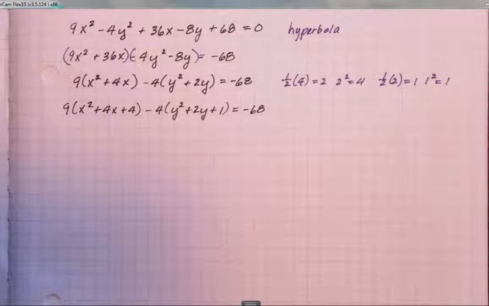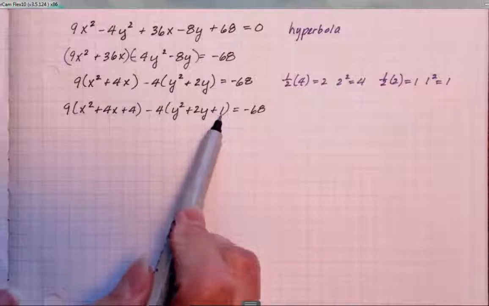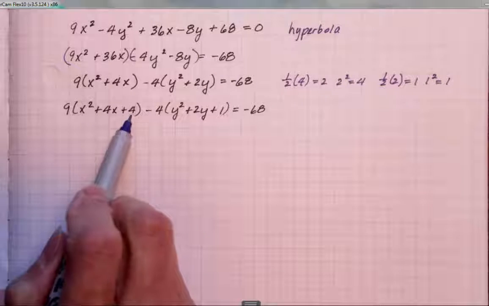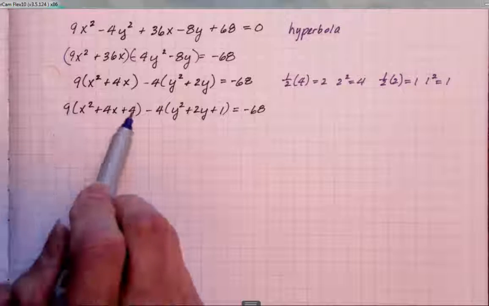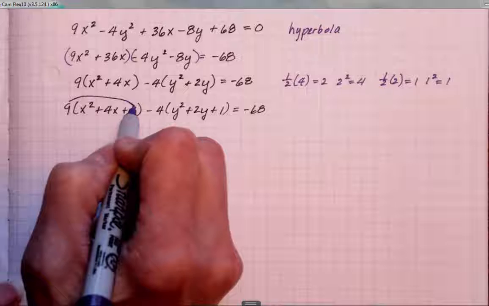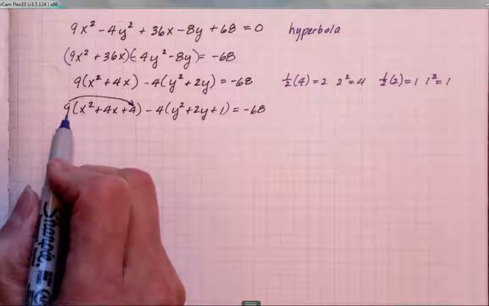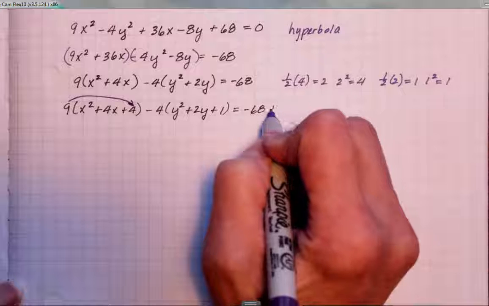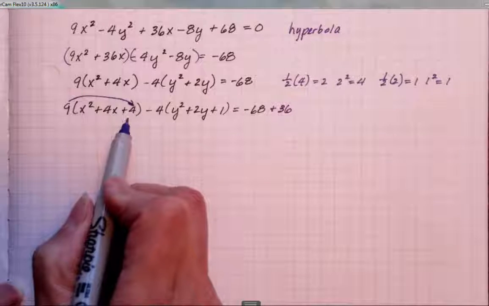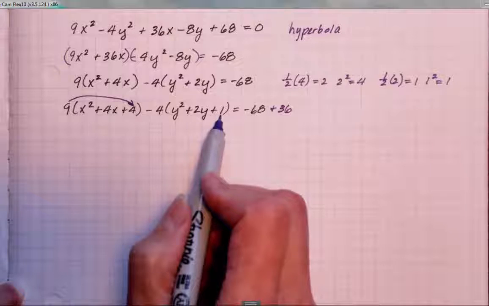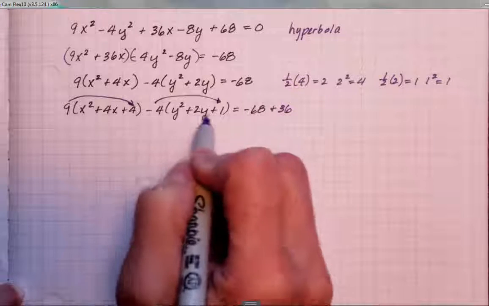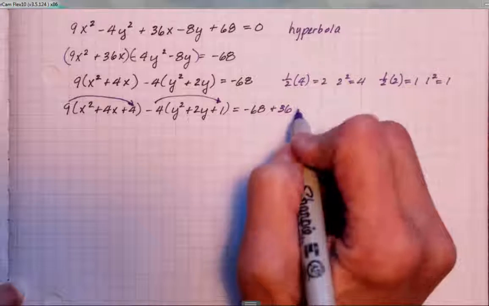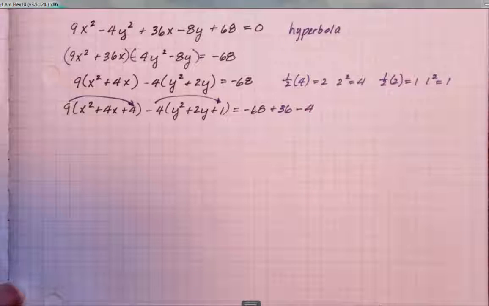Now remember, I've added something here on the left side. I added a 4 and I added 1. But each of these numbers that I have inside the parentheses is multiplied by the number I have outside the parentheses. So I added 4 inside, but I have to take that 4 and multiply it by 9. So in actuality, I added 36 in this first quantity. Then I added a 1 in here, and this 1 has to be multiplied by negative 4. So I actually subtracted 4 on the left. I'm going to need to subtract 4 on the right.